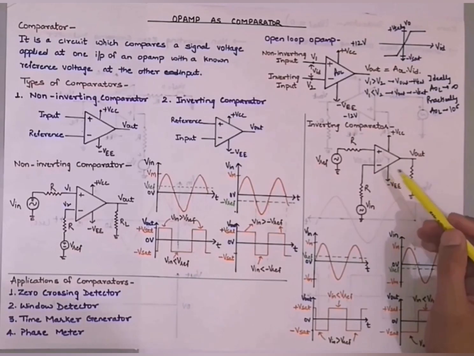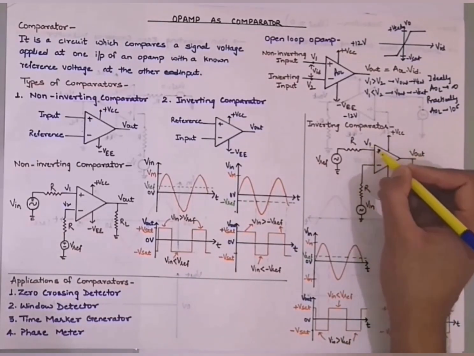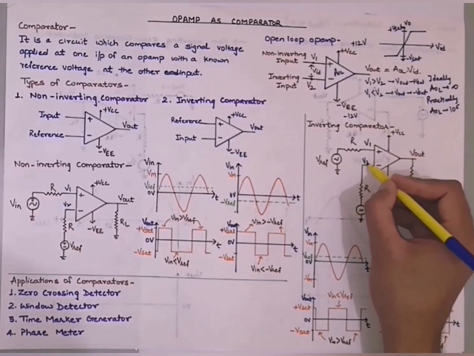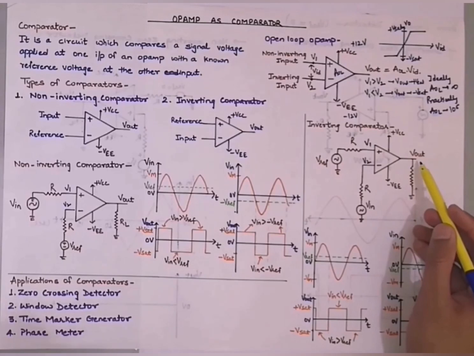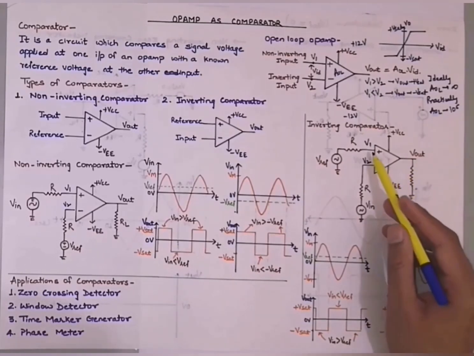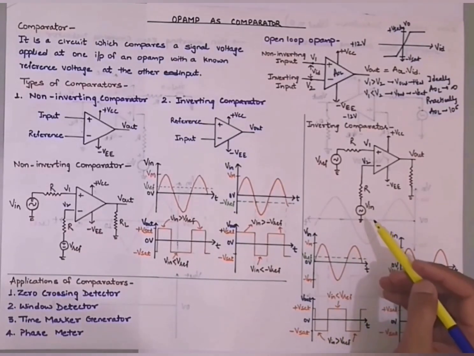So in this configuration, when my V1 will be greater than V2, here positive voltage I am taking V1 and negative as V2. So whenever my V1 will be greater than V2, again my output will be taken towards plus V saturation, and if V1 is less than V2, it will be minus V saturation. So let's see.